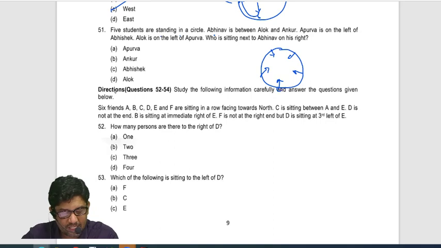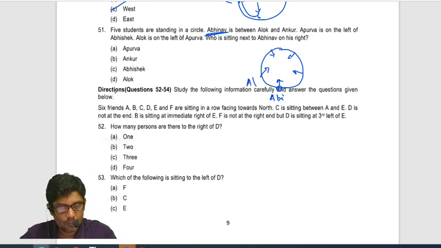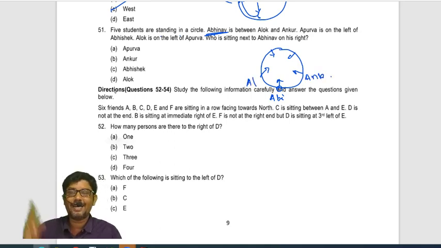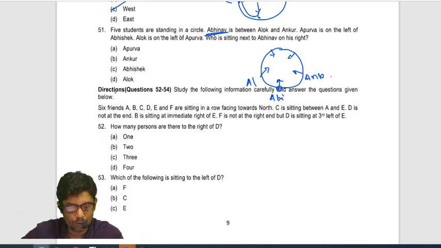I always fix one person. Who is it? I'm taking it as Abhinav. He is between Alok and Ankur. Alok, Ankur. Sir, I can write vice versa also, sir. Of course, you can write vice versa. Okay, that is second possibility.